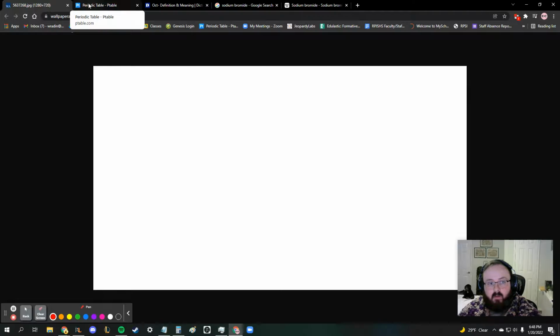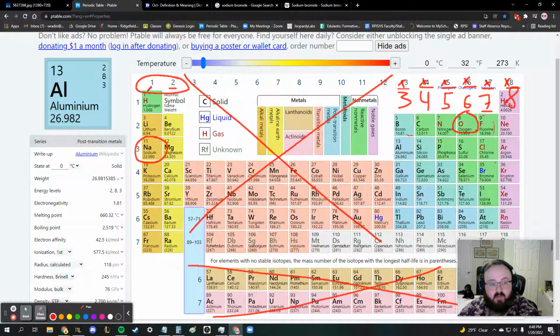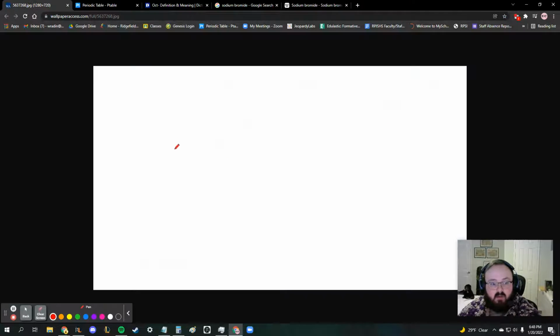Okay, so here is sodium. It is in group 1, so it will have 1 valence electron. Oxygen, group 16, will have 6. Sodium with our 1. Oxygen, 1, 2, 3, 4, 5, 6. So again, sodium will give up its 1 valence electron to oxygen.